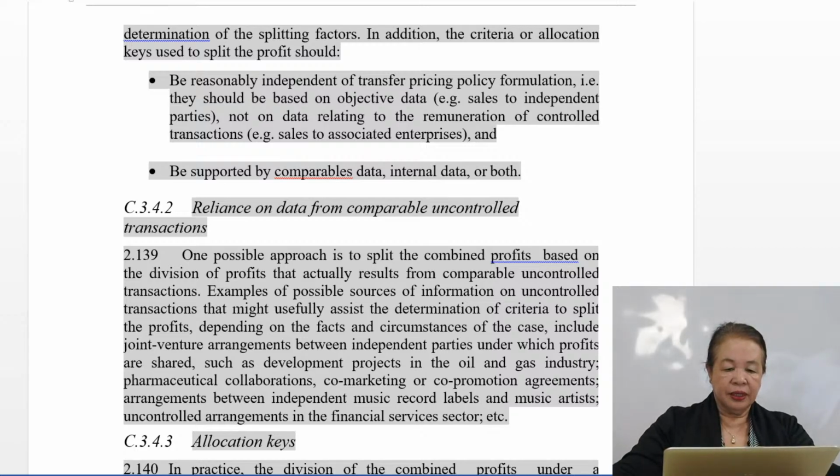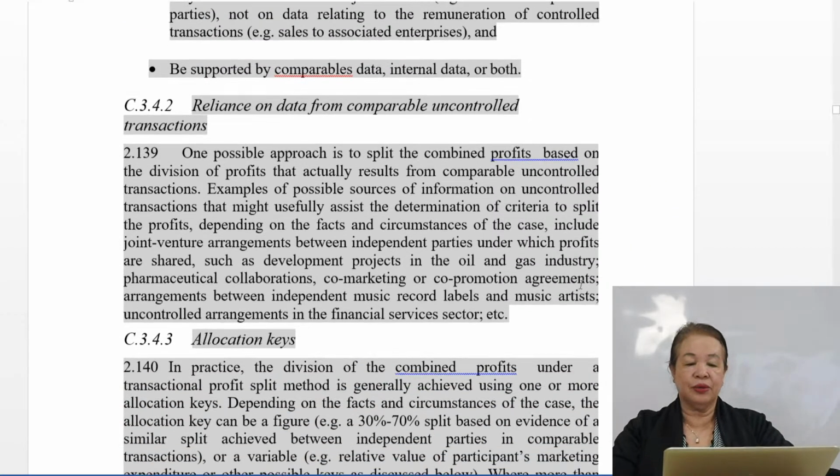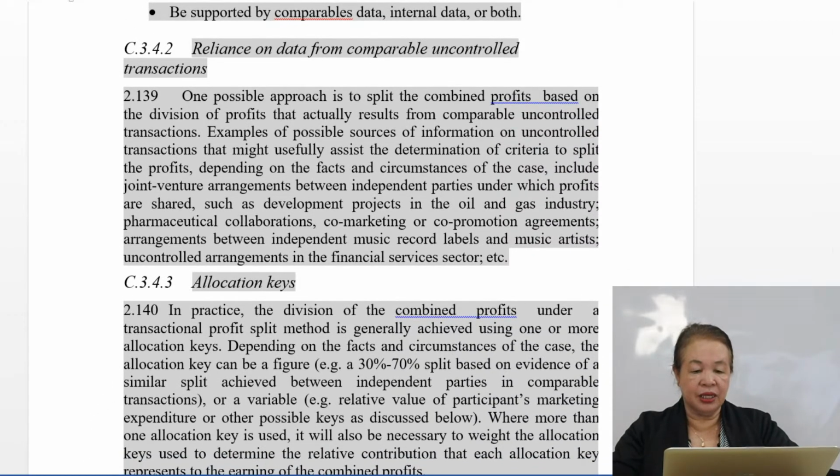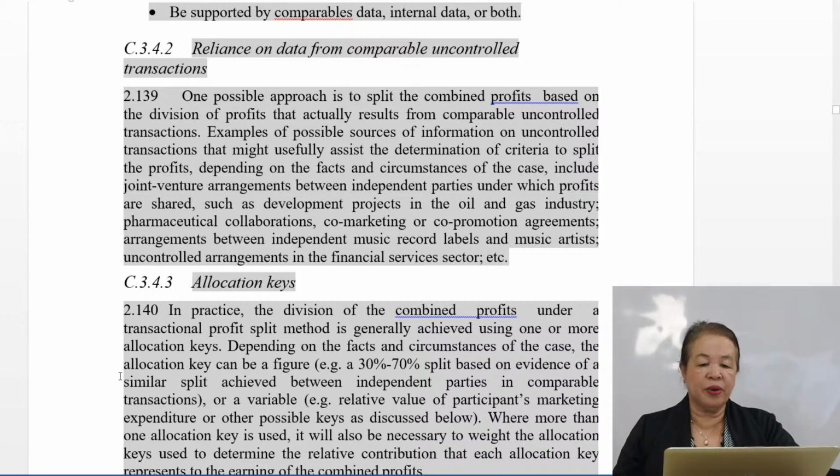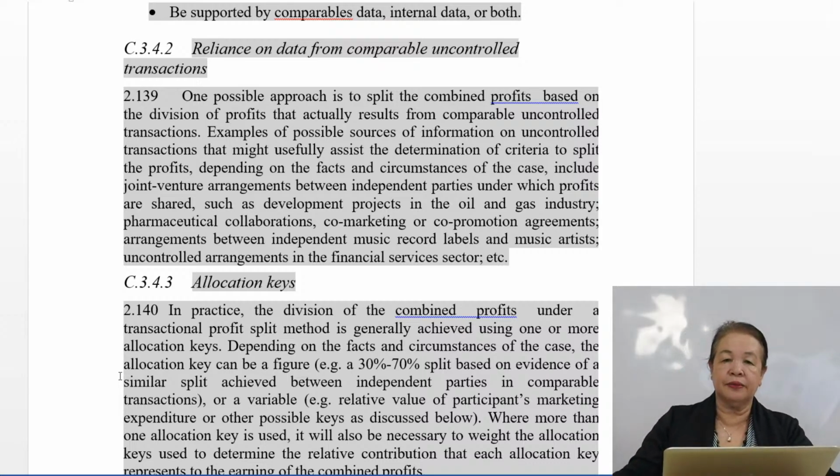Okay. Reliance on data from comparable and controlled transactions. No? Bakit tayo will rely or will use the data on comparable and controlled transactions? Kasi nga sabi natin, doon tayo nagbe-benchmark, no? Doon tayo nagko-compare, no? So, one possible approach is to split the combined profits based on the division of profits that actually results from comparable and controlled transactions. So, paano yun? Paano ginagawa ng independent or uncontrolled transactions yung pag-split ng profit, no?